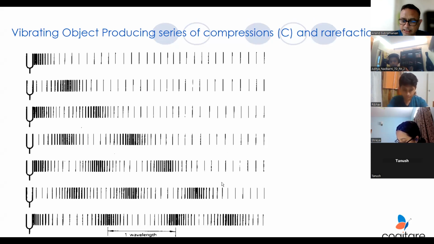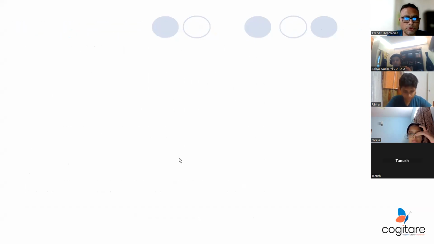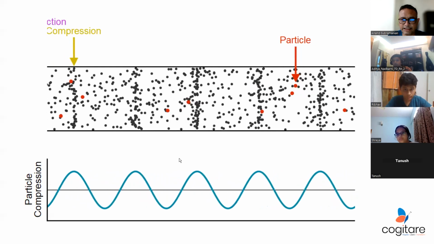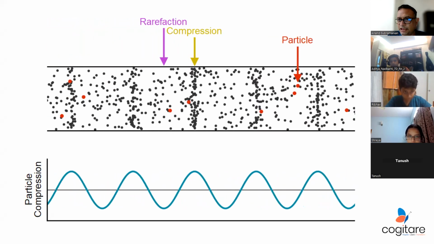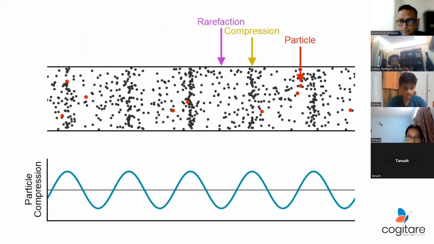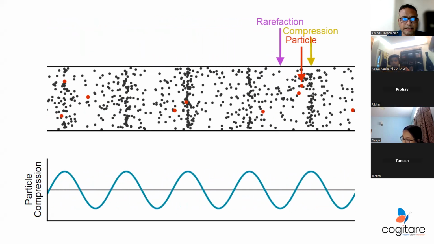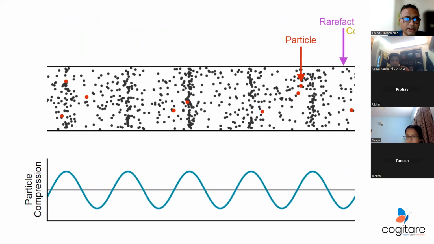So this is what we discussed, and you guys have taken down this diagram also. Sound travels in a series of compressions and rarefactions. This is what we discussed. Then we'll move to the next representation here. Can you see the animation that is happening on the screen? Yes, sir. So, Aditya, what are these red dots?